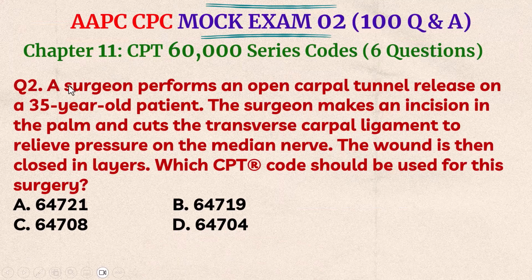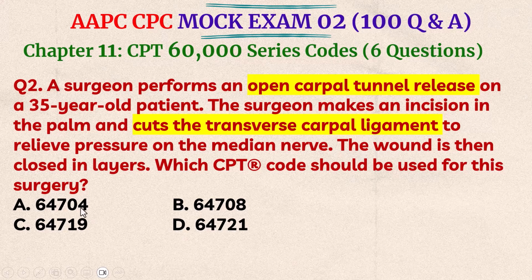Question number 2. A surgeon performs an open carpal tunnel release on a 35-year-old patient. The surgeon makes an incision in the palm and cuts the transverse carpal ligament to relieve pressure on the median nerve. The wound is then closed in layers. Which CPT code should be used for this surgery? There are 4 CPT codes available. Take your CPT code book and find the answer. Here you have to highlight that this is an open carpal tunnel release, cutting the transverse carpal ligament to relieve the pressure on the median nerve.